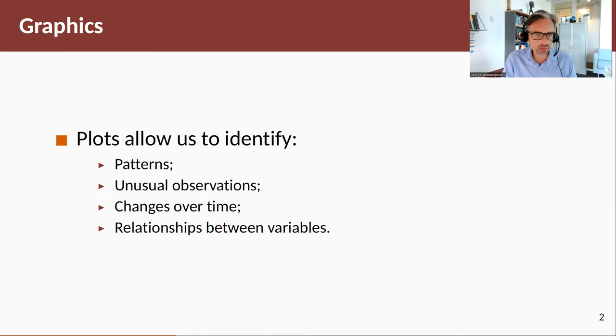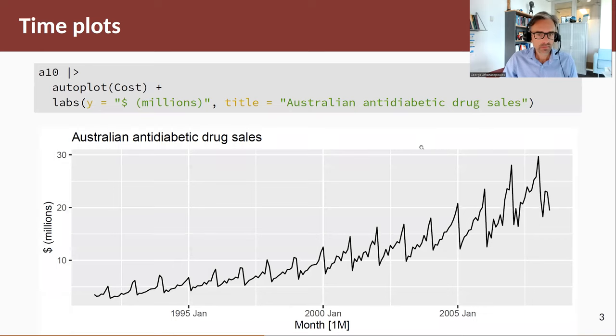Such features could be patterns, unusual observations, changes over time, or relationships between variables that you're interested in. With time series data, the obvious plot that you would use would be a time plot. Hence, let's have a look at an example and use the A10 tsibble that we built in the previous section of the book to perform this.